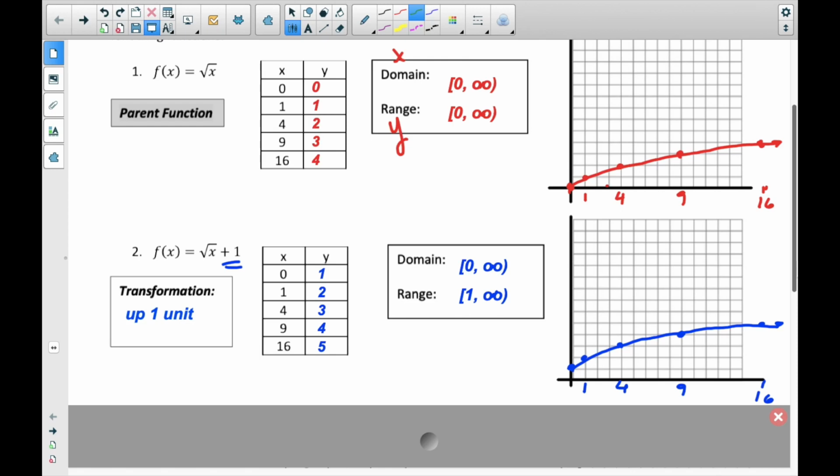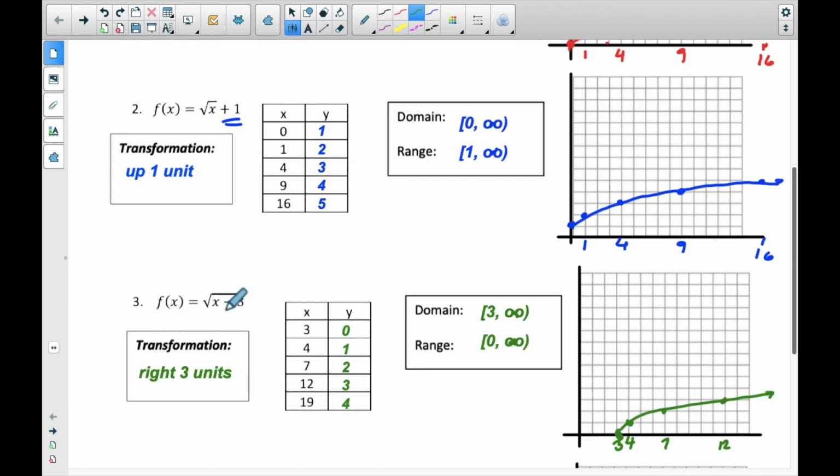All right, let's look at the next one. Okay, on number 3, if you'll look at our square root, this time our minus 3 is on the inside.